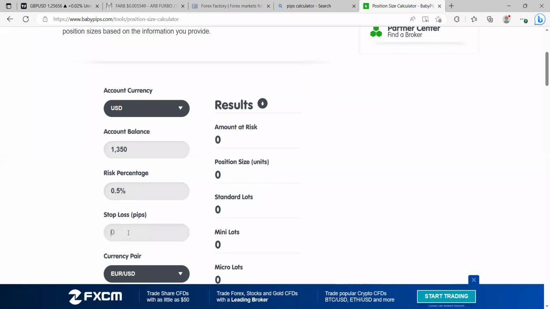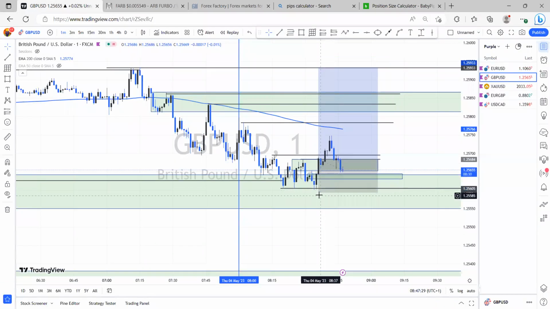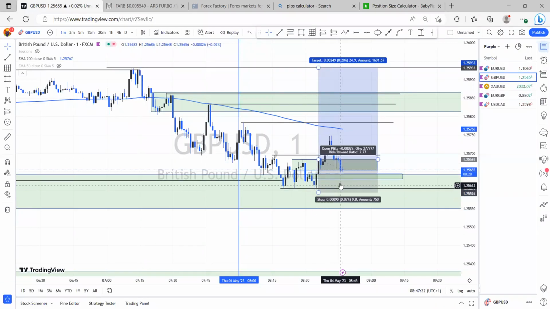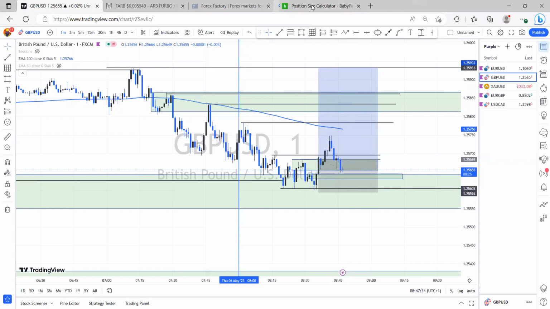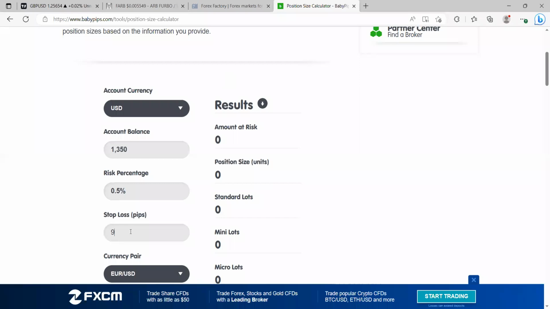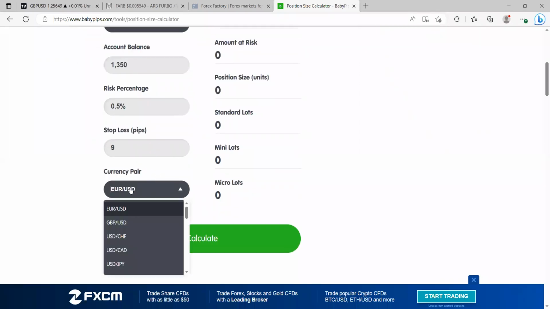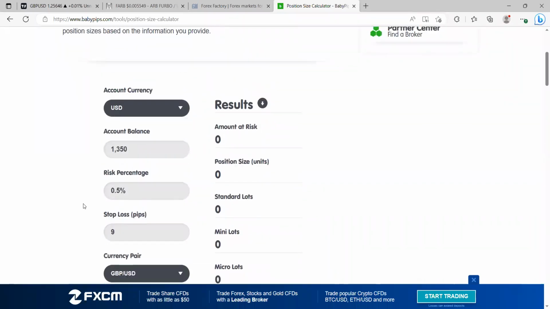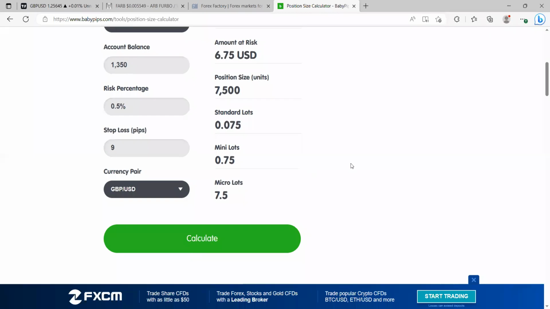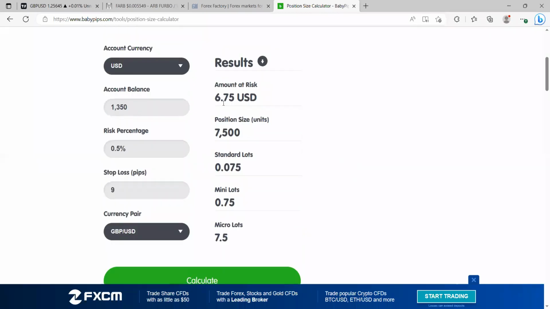So your stop loss on that trade, you have looked at it, you have put in your stop loss. How many pips? 9 pips. So you come there, you put your 9 pip stop loss. The currency pair is GBP USD, and then you calculate. So this is what you are risking from that trade. You are risking $6.75 on the trade, right? Your lot size will be 0.075.